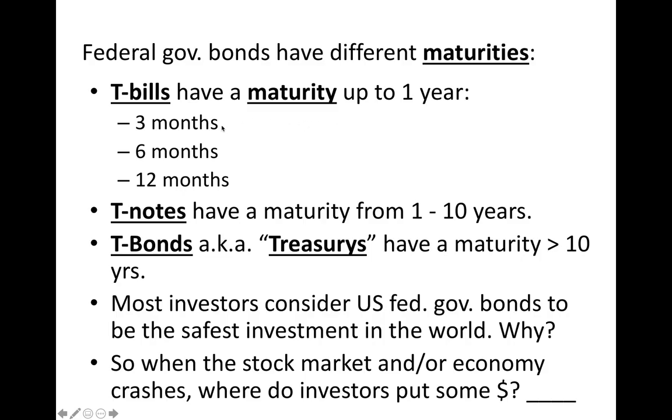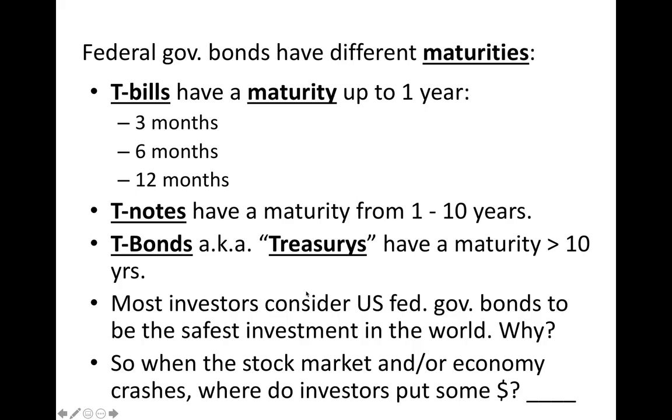You can have a 3-month T-bill that's going to pay you back in 3 months, a 6-month T-bill, or a 12-month T-bill. Those are very short. T-notes, and the T stands for Treasury, Treasury notes have a maturity from 1 to 10 years. T-bonds, also known as Treasuries, have a maturity of more than 10 years.